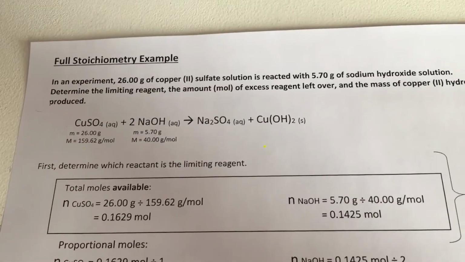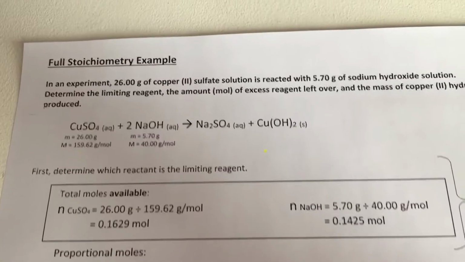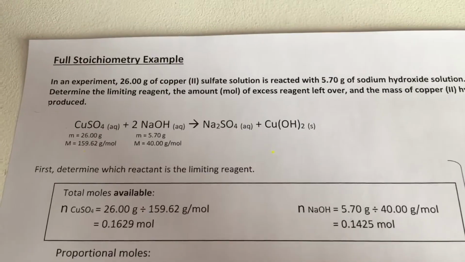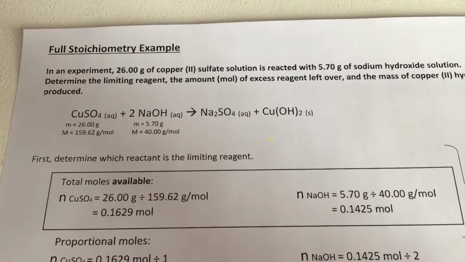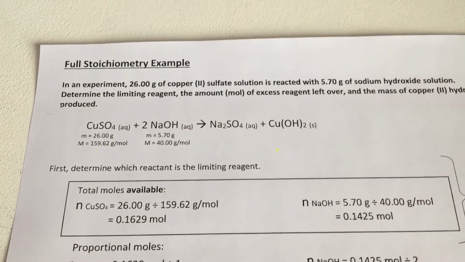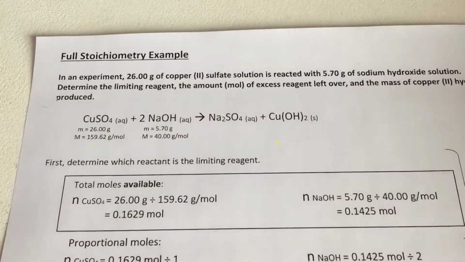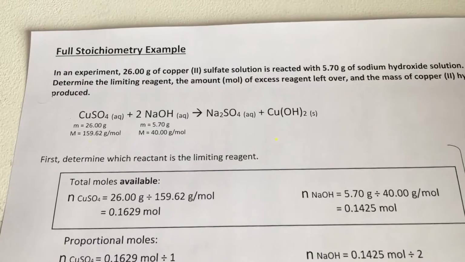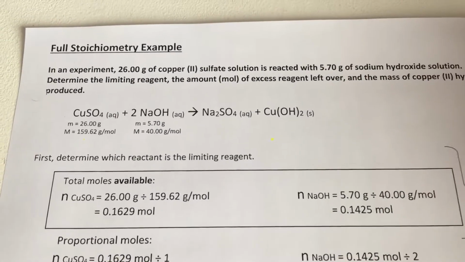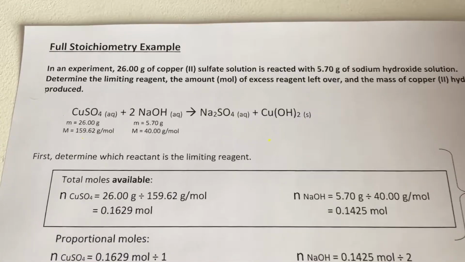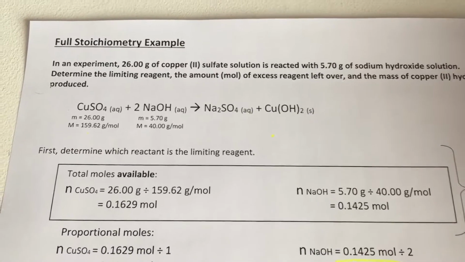In this example, the first thing that you need to figure out is the balanced chemical equation. Once you have that, then you'll have the molar ratio. In this case, it's 1 to 2. There's 1 mole of copper 2 sulfate needed to react with 2 moles of sodium hydroxide to produce the products. I've also listed the given amounts of masses, and I have calculated the molar masses.